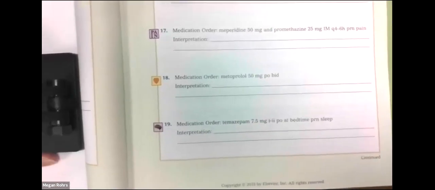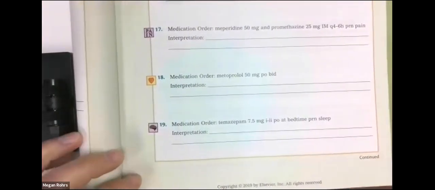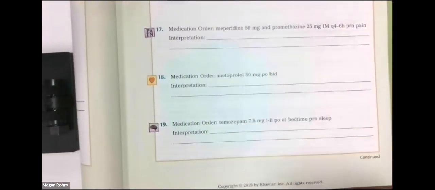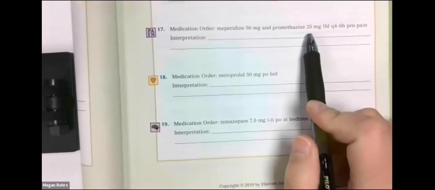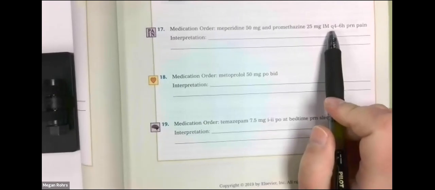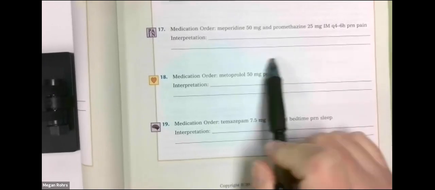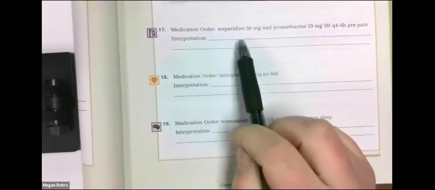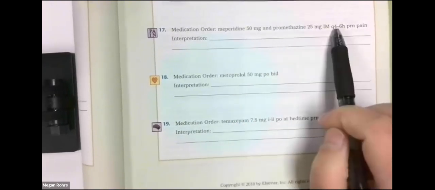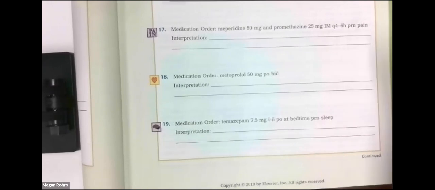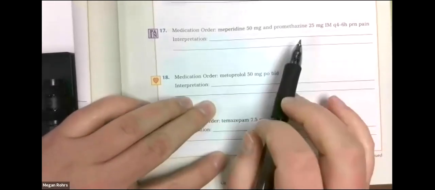So if you would like to turn in your book and follow along with these examples here, I am on page 125. So looking at the pre-test here, we're going to go over these few examples. So number 17, we have meperidine 50 milligrams and promethazine 25 milligrams IM, so intramuscular, every 4 to 6 hours as needed for pain. So when we're interpreting med orders, all we have to do is just restate the order without the use of abbreviations. So we would want to still include the drug names and strength.